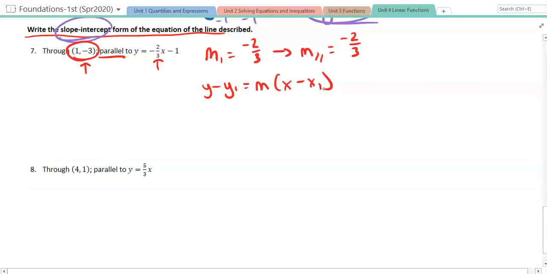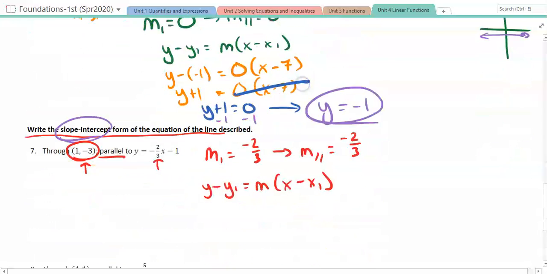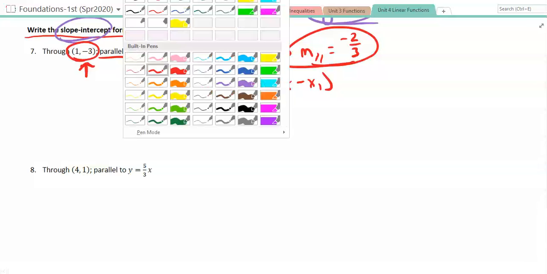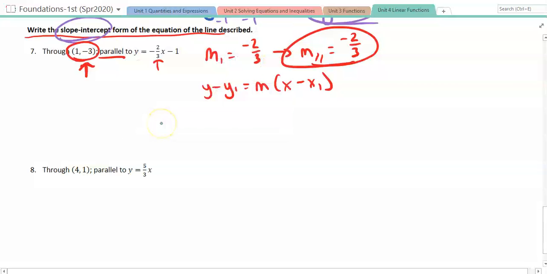Now you're probably asking yourself, why am I plugging into point slope form when the question asks for slope intercept form? Well, think about the information we have currently. I have a point and I have a slope. So I need to plug into point slope, and then I can solve from there into slope intercept.